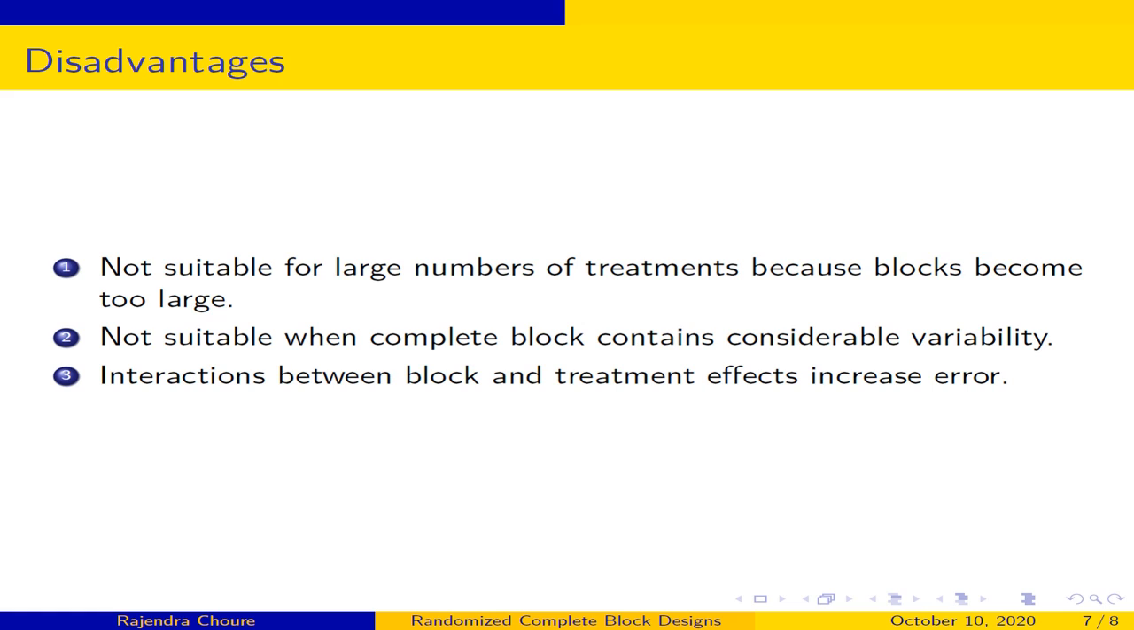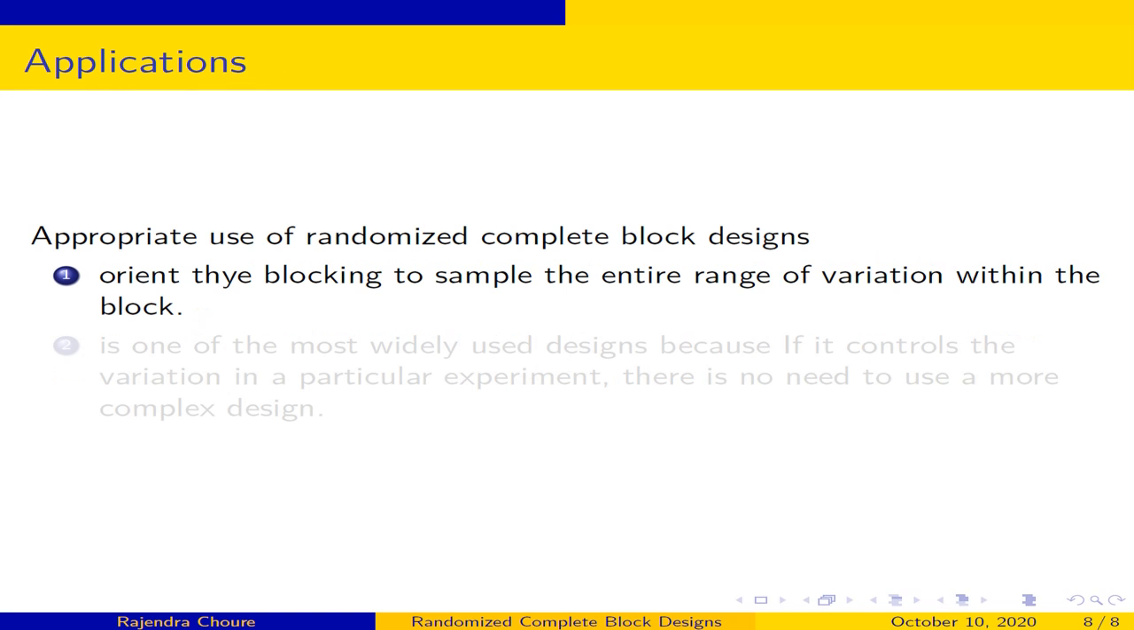Then interactions between block and treatment, if interactions are there, then those interaction effects increase the error. We need to block the population properly so that the blocking samples the entire range of variation within the block.